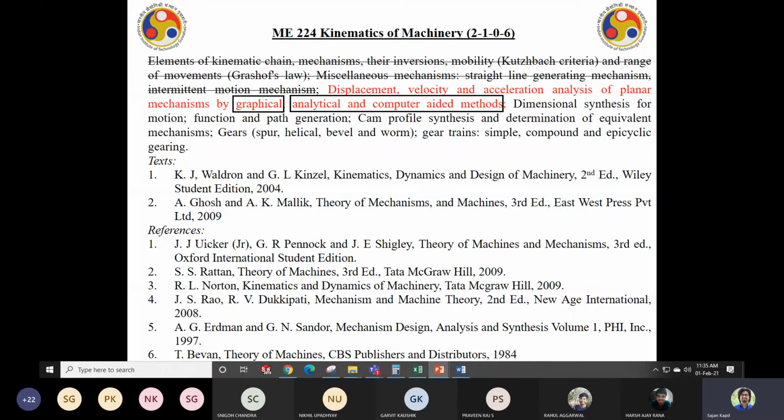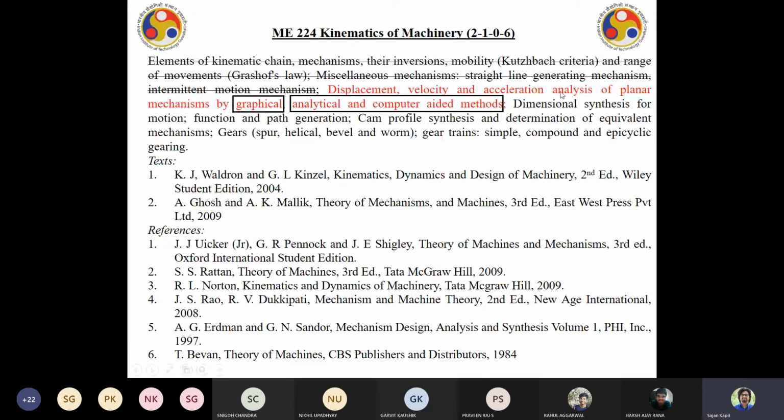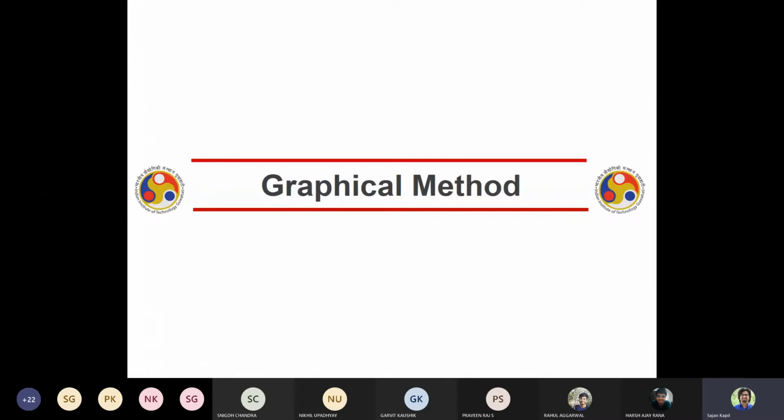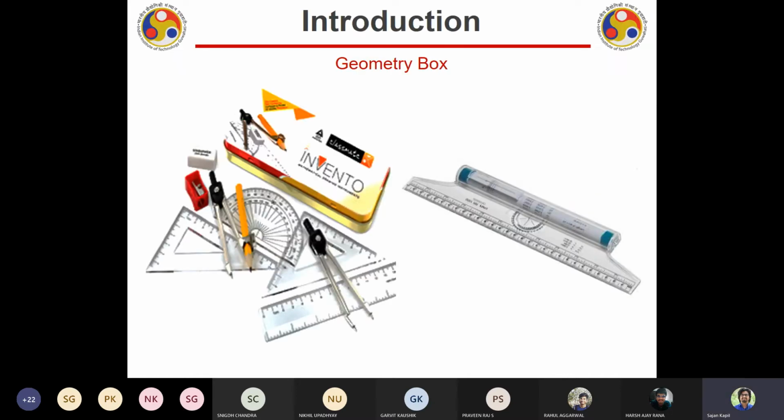Most probably, we may complete this module by the 20th of Feb, approximately, I'm assuming. We should be able to. So first is the graphical method.